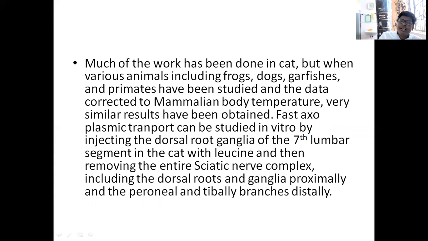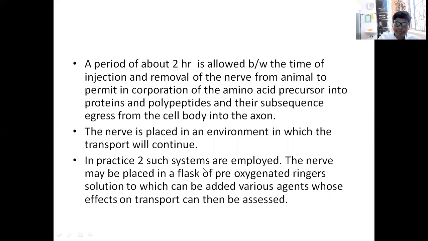Much of the work has been done in cat, but when various animals including frog, ducks, garfishes and primates have been studied, and data connected to the mammalian body temperature, very similar results have been obtained. Fast axon transport can be studied in vitro by injecting the dorsal root ganglia of the seventh lumbar segment in the cat with leucine and then removing the entire sciatic nerve complex, including the dorsal roots and ganglia proximally and peroneal and tibial branches distally.